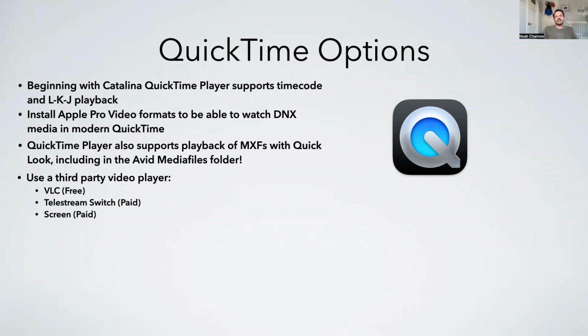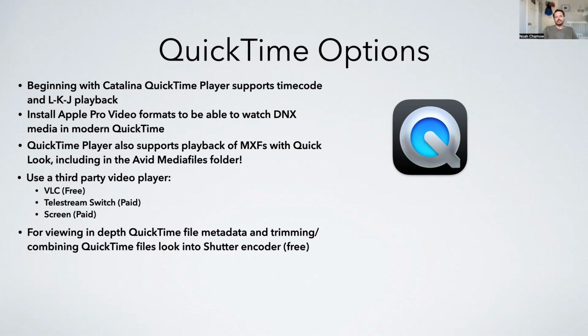But fortunately, over the past couple of years, another awesome program has come on the market that allows you to do everything you could do in QuickTime Pro, as far as I know, and more, which is a free program called Shutter Encoder. Shutter Encoder will allow you to trim. It'll allow you to cut out portions of files. It'll allow you to view QuickTime metadata, all kinds of awesome stuff. So between QuickTime Player with the Pro Video formats and Shutter Encoder, you can recreate pretty much all of the QuickTime functionality that you lost with QuickTime 7.